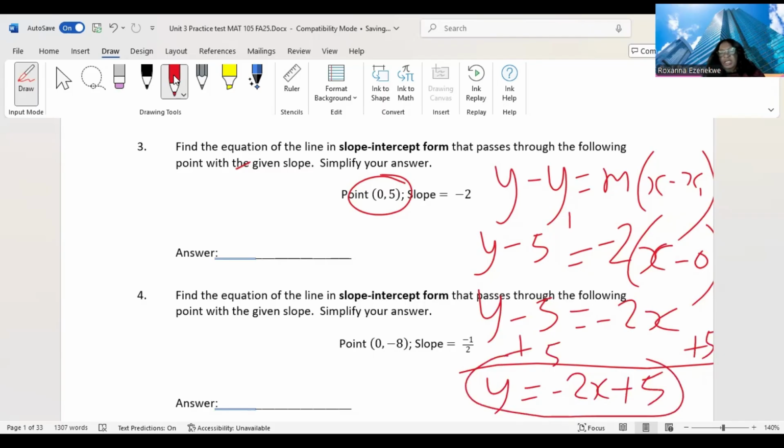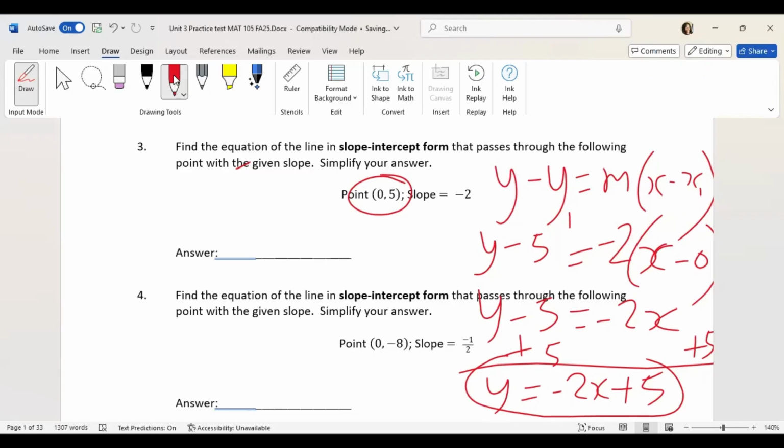So this is the equation in slope-intercept form that they want me to find. That is number 3. Is there any question with number 3? We found the equation with a slope of negative 2 and y-intercept of 5. Any question? If you do have a question, let me know.